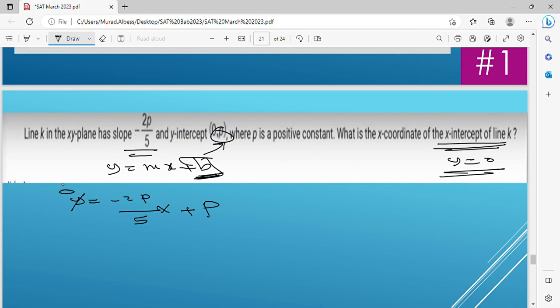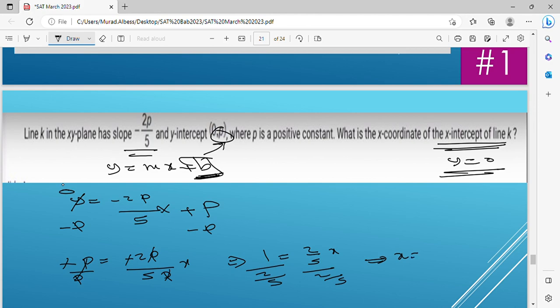And I move this here. So I have negative b equal to negative 2b over 5 x. Negative with negative. I'm looking for x, so divide by b, divide by b. So I have 1 equal to 2 over 5 x. Divide by 2 over 5. So x equals 5 by 2. That's the answer. Next question.